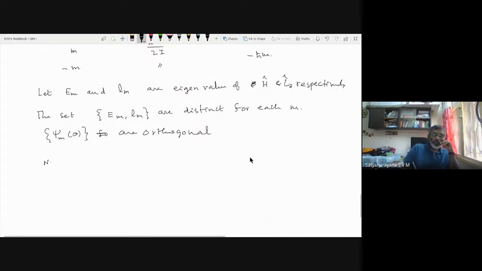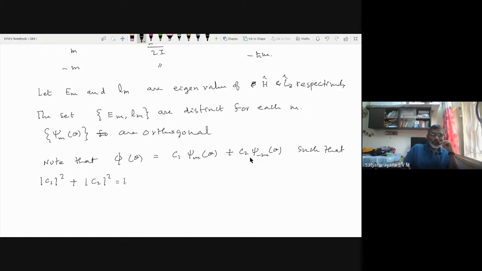So note that phi of theta, which I defined as C1 times psi m of theta plus C2 times psi minus m theta, such that mod C1 square plus mod C2 square is equal to 1. So the Hamiltonian operating on phi of theta is equal to the same Em into phi of theta. So it's an eigenfunction of the Hamiltonian.